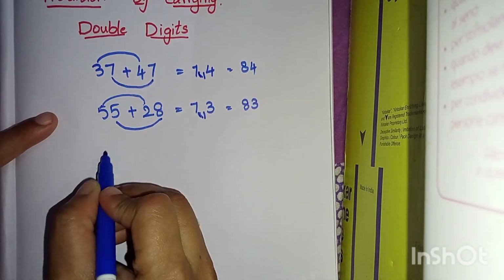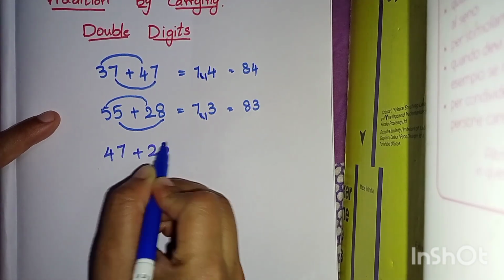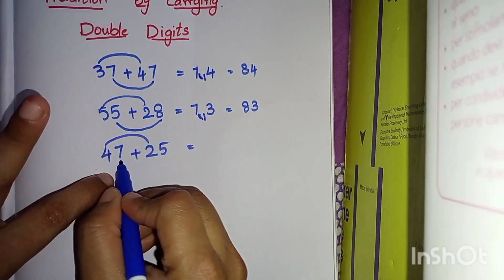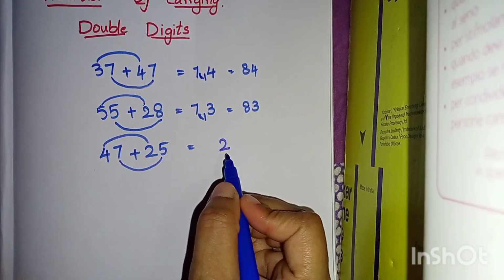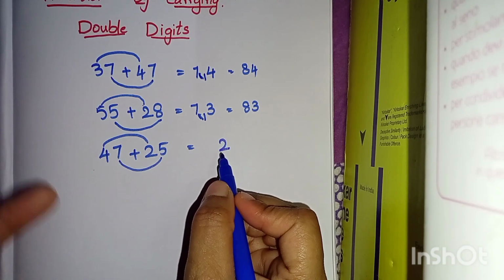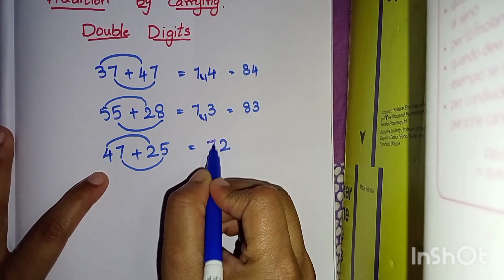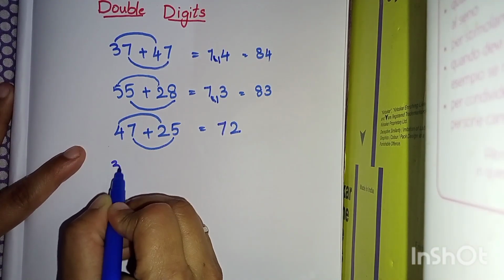Okay, let us do the next one. 47 plus 25. 4 plus 2 is 6. Don't write it. 7 plus 5 is 12. I'll write the end digit 2 here, and the tens place value of 12 is 1. 1 plus 6 is 7. What is the answer now? 72. Make it easy like this.